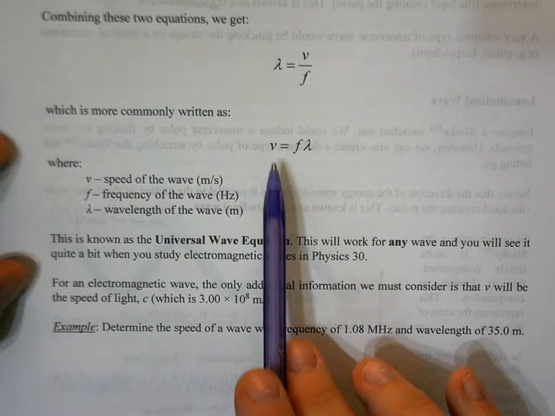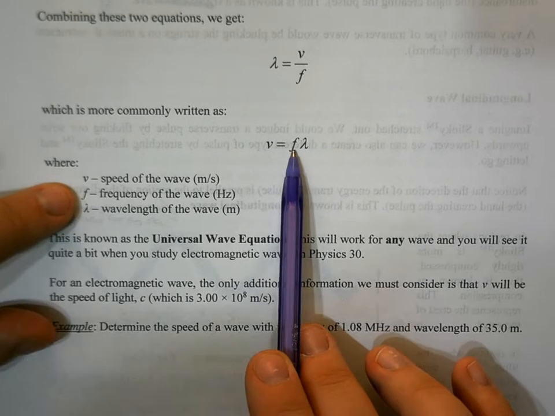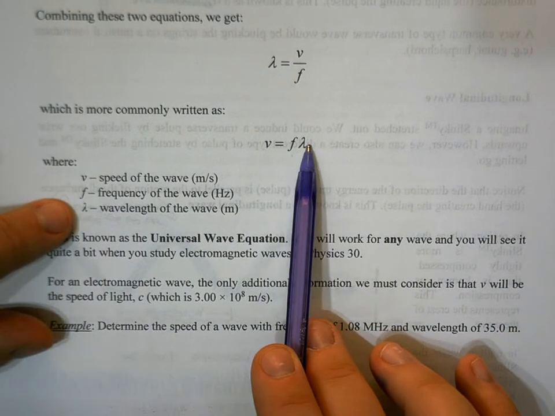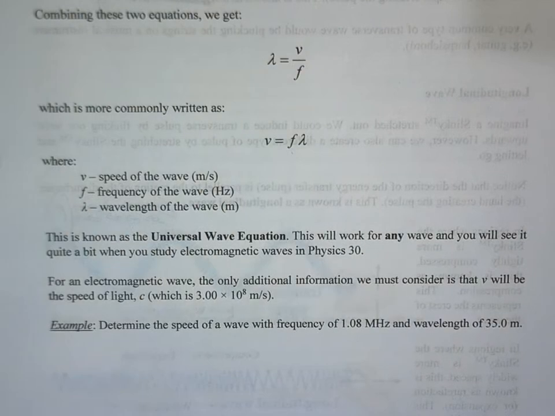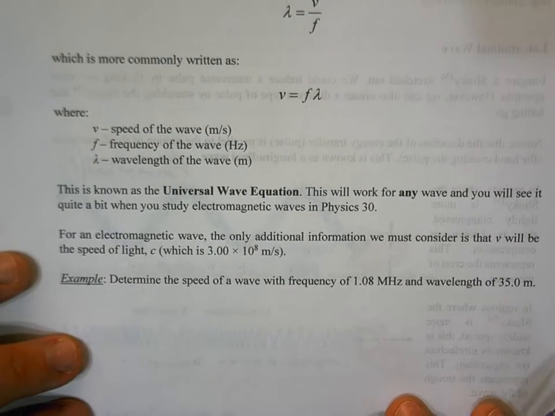In this equation, v is the speed of our wave in meters per second, f is the frequency in hertz, and lambda is the wavelength of the wave. This is known as the universal wave equation. This equation is on your data sheet. It works for any wave, hence the name universal. So it works for mechanical waves, it doesn't matter if they're transverse or longitudinal, and it also works for electromagnetic waves that you'll talk more about in Physics 30.